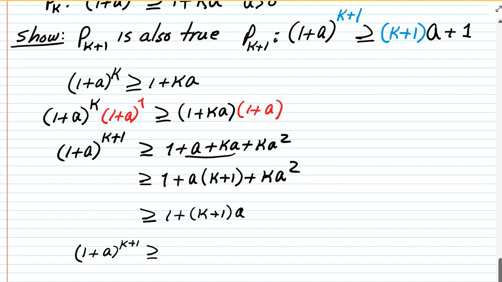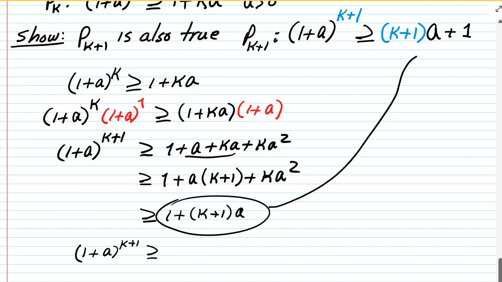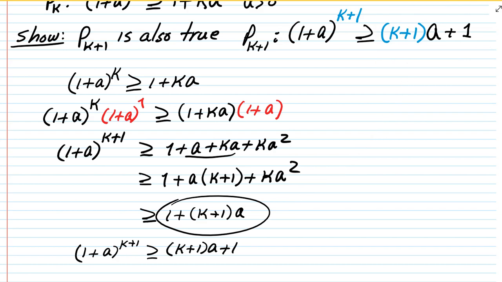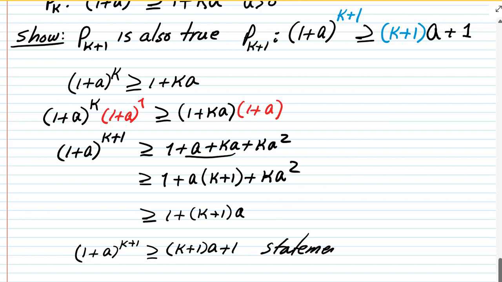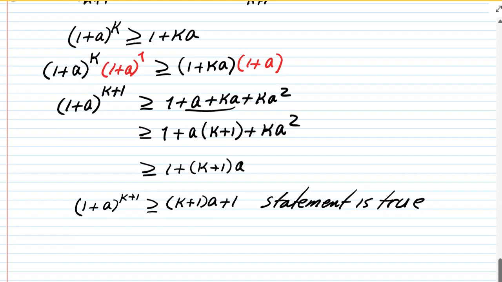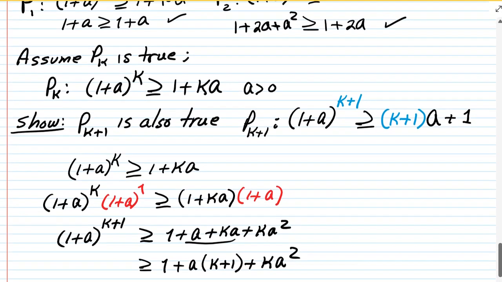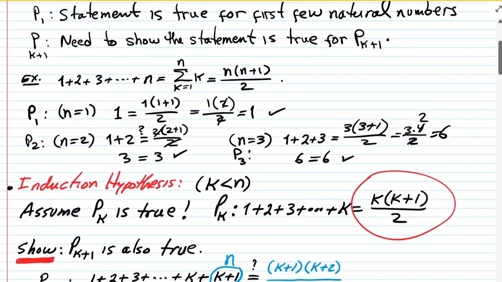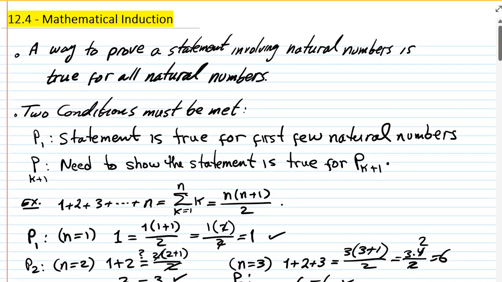And the right side is indeed what this is. Look at that and look at that one. They're exactly the same. It's going to be greater than k plus 1, a plus 1. And so the proof is complete and this statement is true. This statement is true for all natural numbers. And there you have it. Proof by induction. And there, with that, we are done with this section.